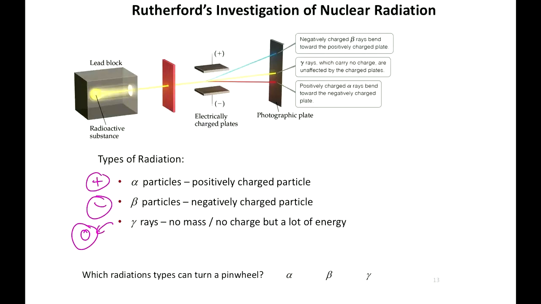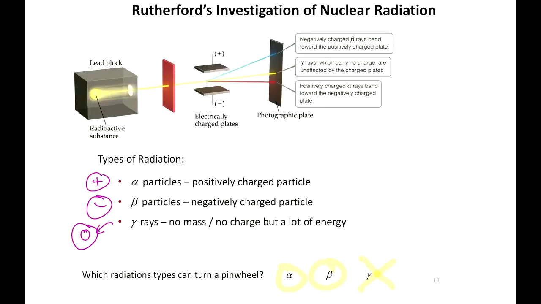So let's think about this. Which of these radiation types do you think can turn a pinwheel? Can alpha? Yes, because there's mass. Can beta? Yes. What about gamma? No. So only the pinwheel experiment can tell us that gamma rays do not have mass. But in the top picture, what we can also do is send these radiations through, you guessed it, an electric field. If we send these particles through an electric field, only the charged ones will respond to it.